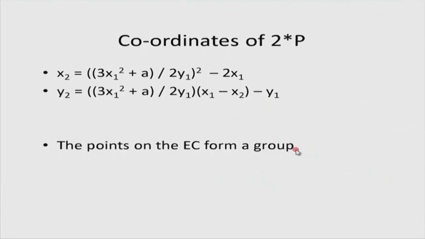Y square is equal to x cube plus ax plus b. So those are the points on the EC. So that is the set in this group. And then the operator. The operator is simply the plus operator, that is the addition of 2 points, which is defined in the previous slides both geometrically and through those equations.